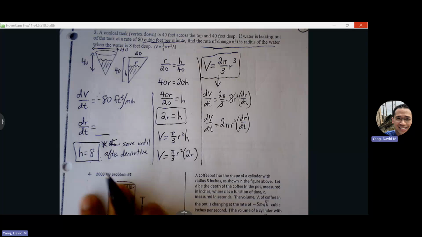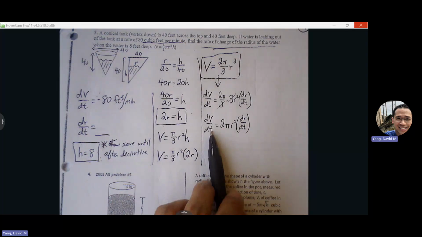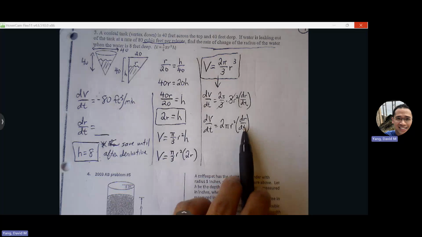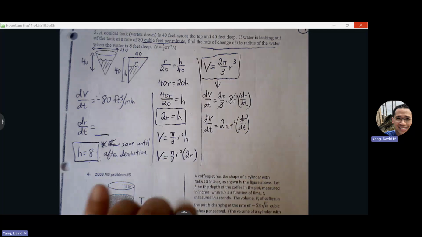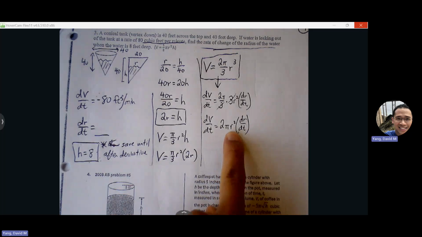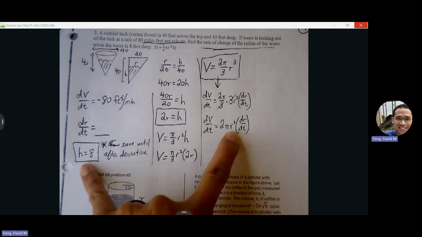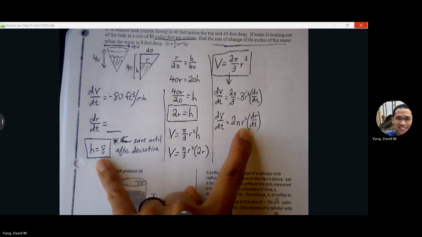Okay, I think we're ready to start inserting information. dV dt gets replaced with -80. We're looking for dr dt. That shows up. That's good. But there is something that we need to adjust, because they're giving us the height of the water level, but we want the radius of the water level. How can we resolve that issue here? Do we have something that can help us get from the height to the radius of the water level? Is there a conversion that we can use?